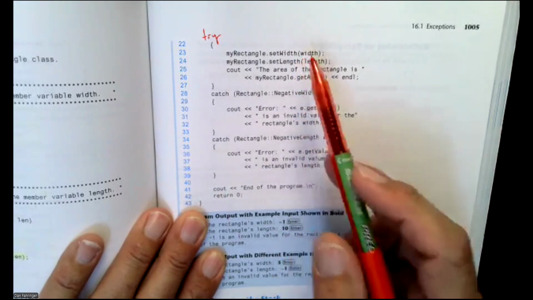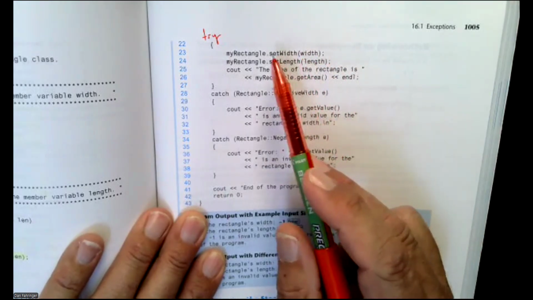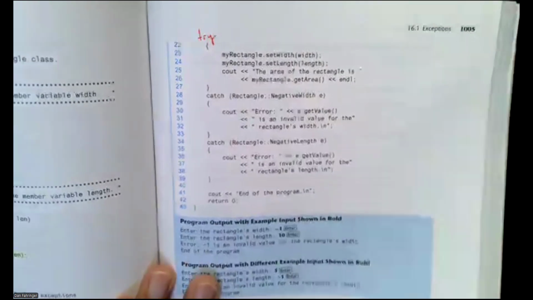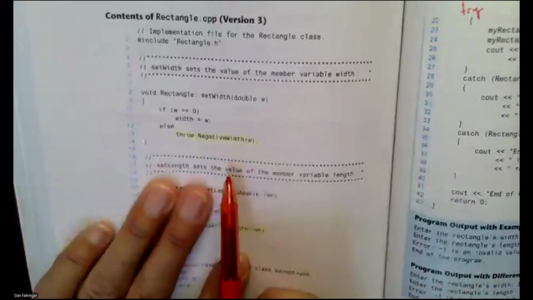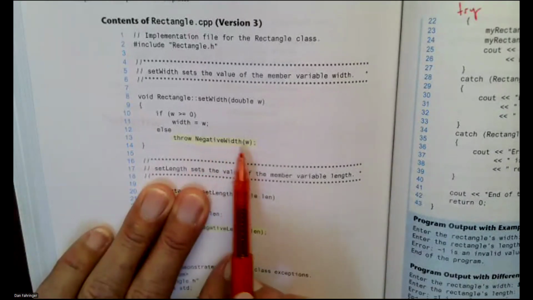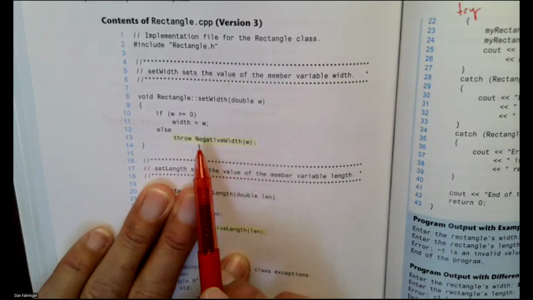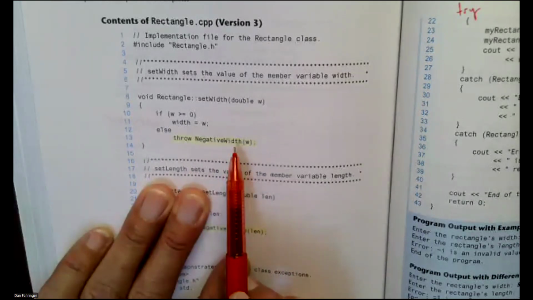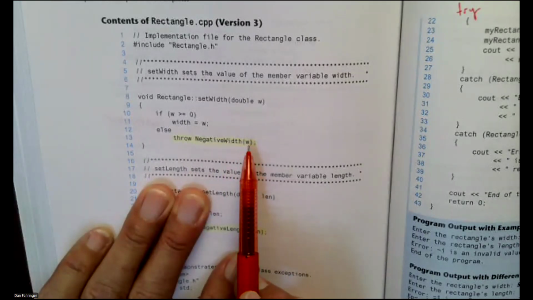Uh-oh. What if there was a bad width? So over in my width, over here, I throw negative width and I send the value in. So all I need is the class name, and this time I send a parameter because I had a constructor to go with that parameter.